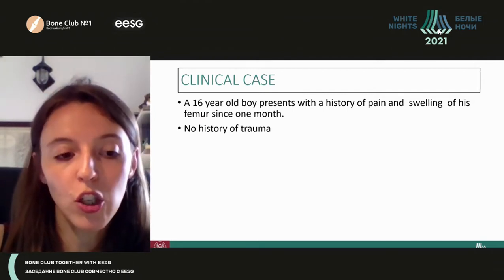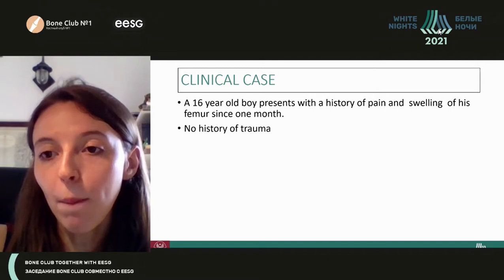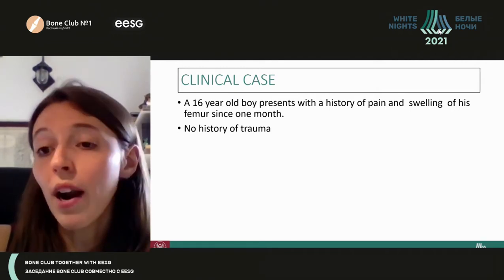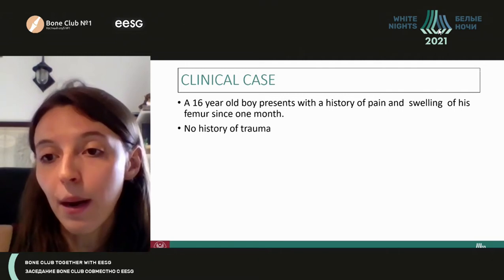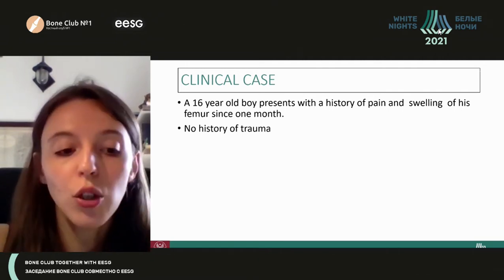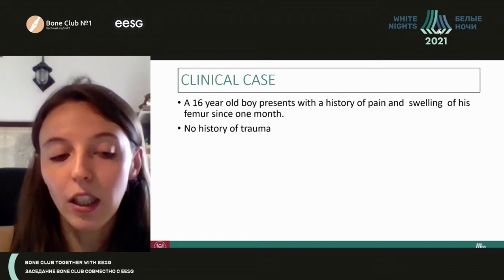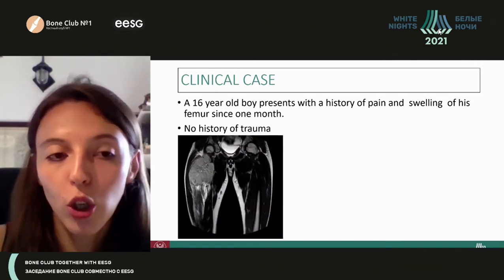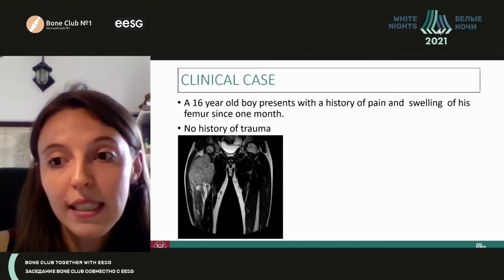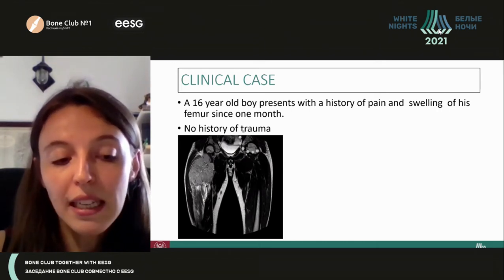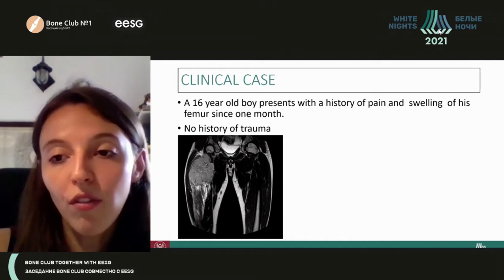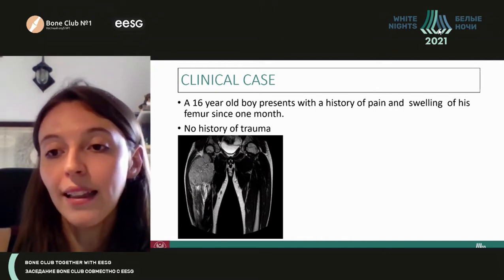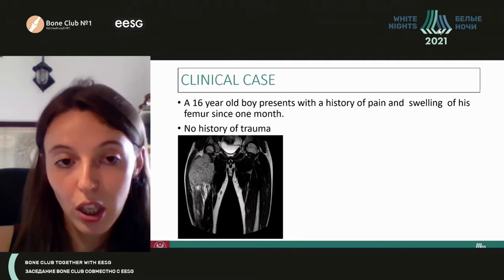The physical examination revealed a palpable painful mass at the level of the right femur. There were, though, no abnormalities, so the consultant surgeon decided to take an NMR, and this is what the NMR showed. We can see that there is a 15 centimeter mass involving the diaphysis and the metaphysis of the femur and extending into the soft tissue.